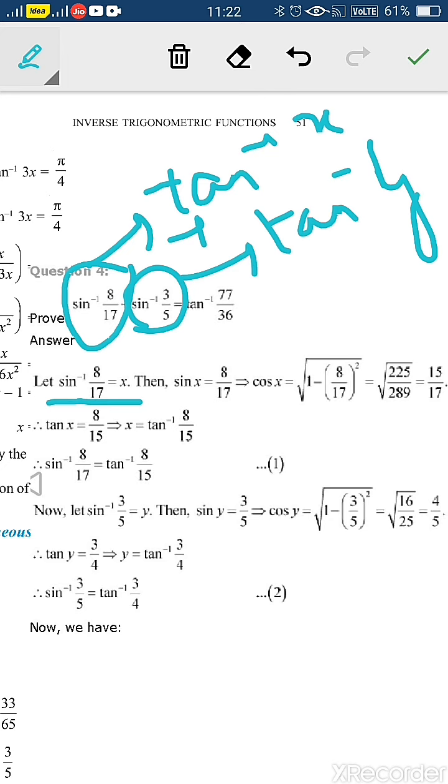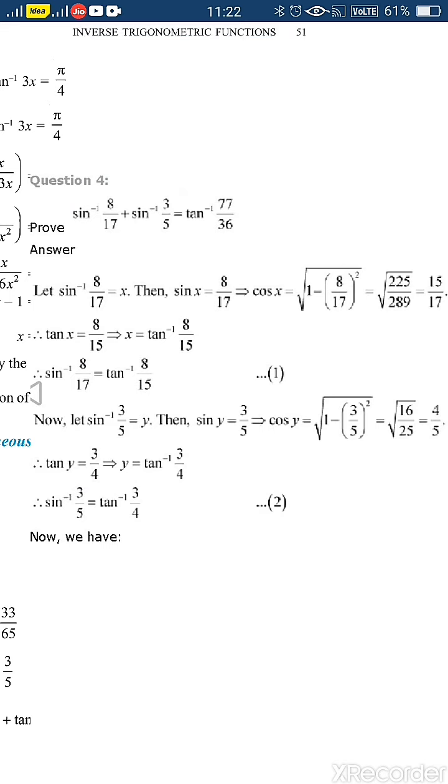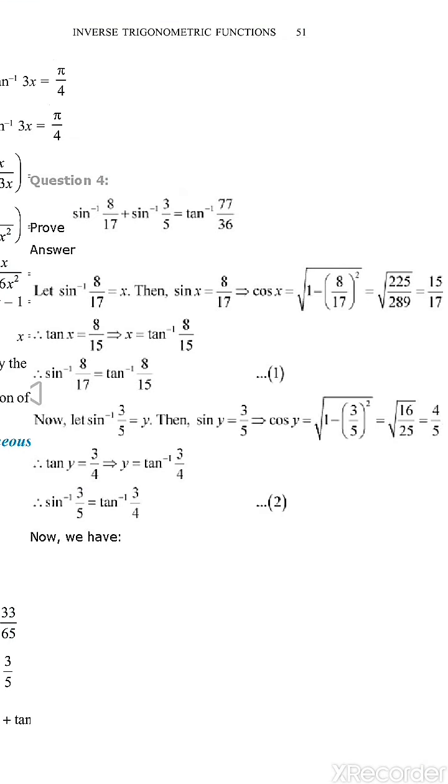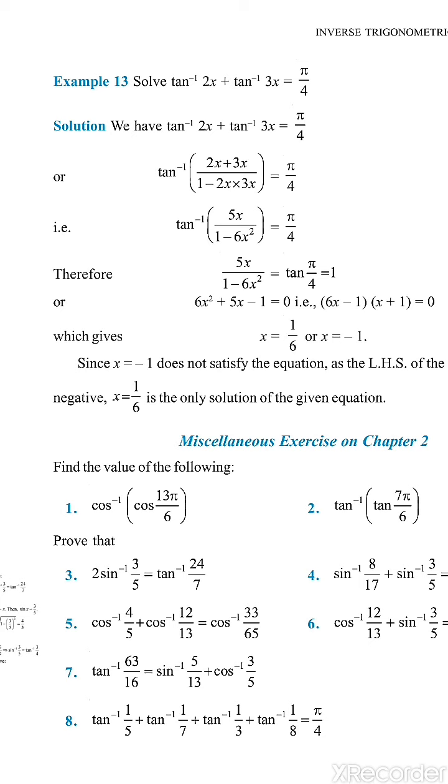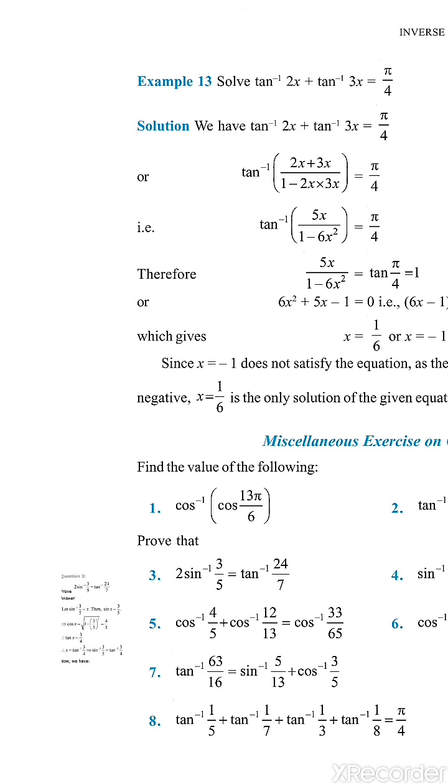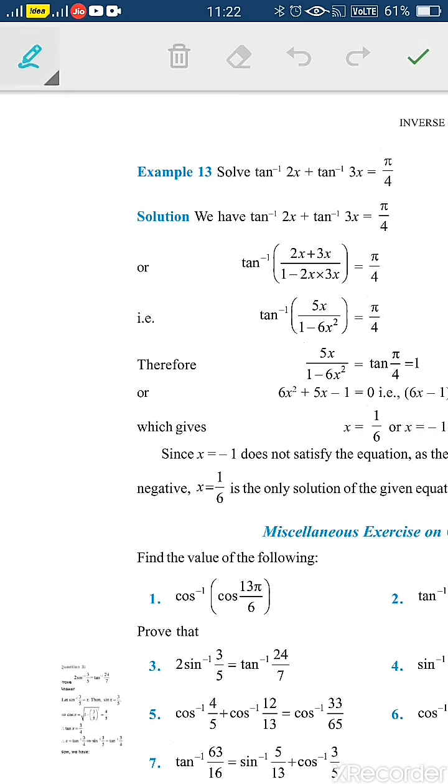Now you know how to convert, right? So simply convert the first into tan x, then take the other as tan y, and apply the formula. This is the hint for this question. I hope it is clear to you now. Moving on with the next question: cos inverse 4 by 5 plus cos inverse 12 by 13 is equal to cos inverse 33 by 65. So what you will do here in this question, first is cos inverse 4 by 5. You will take this as x, right? And this as y. So now solve it.